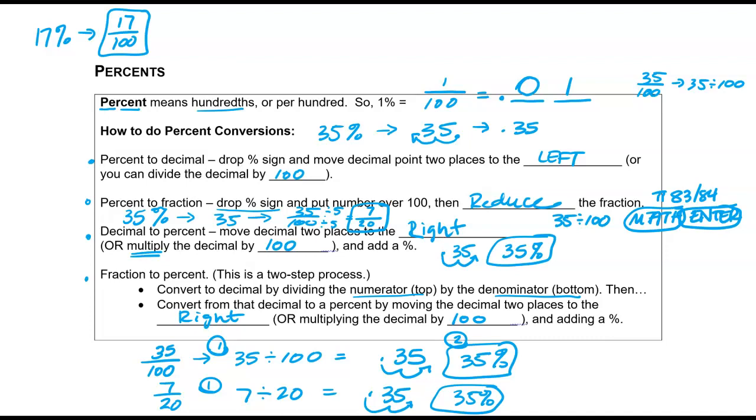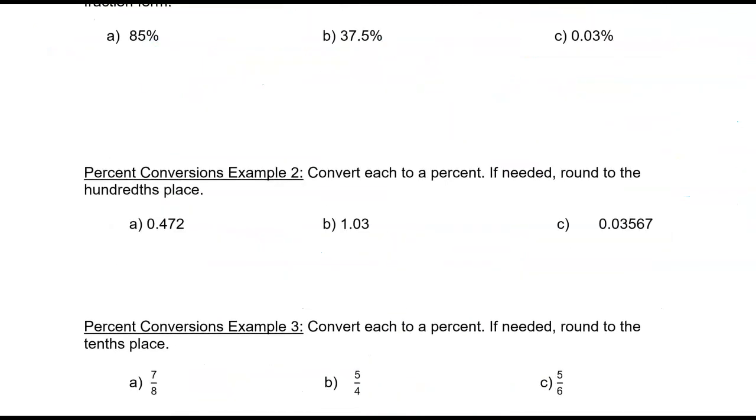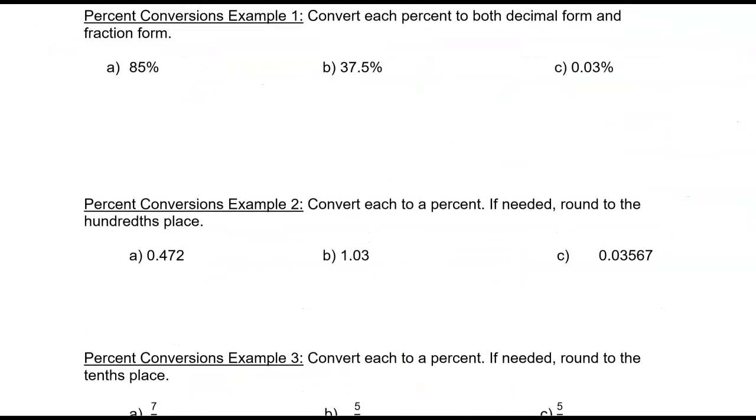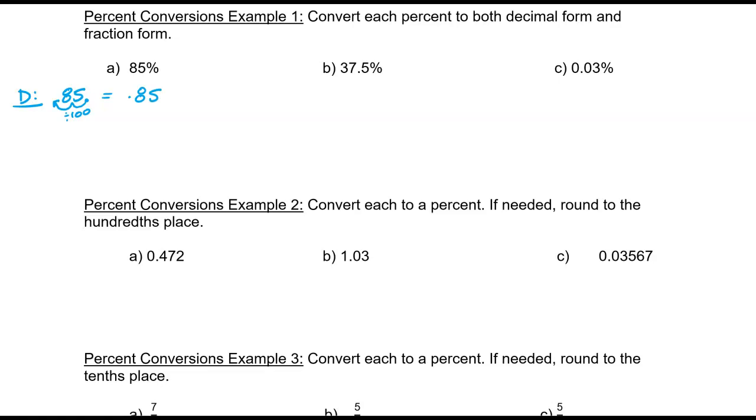So let's do a couple more examples. So with this first example, we're going to convert each percent to a decimal and a fraction. So for 85%, to convert it to a decimal, I'm going to drop the percentage sign. So I'm going to write 85. I'm going to write in a decimal point if I don't see one, so I'm going to put one at the end of the number. I'm going to move the decimal 2 places to the left, which remember is the same thing as dividing by 100. So 85 divided by 100, and I'm going to get 0.85, and that's the decimal equivalent of 85%.